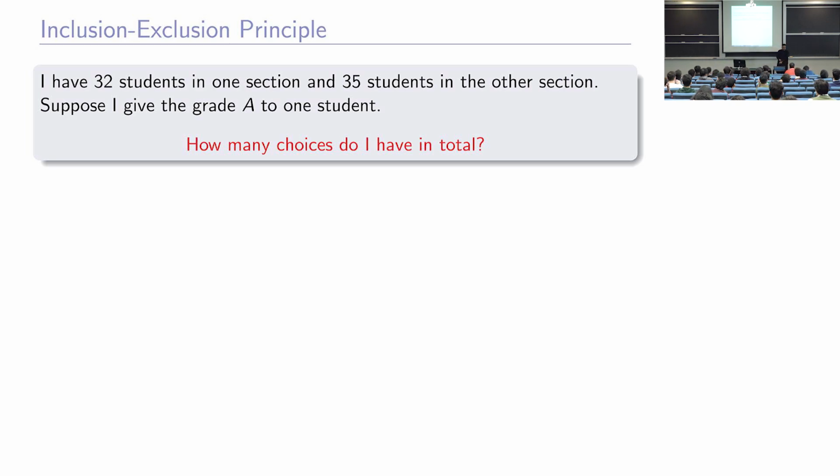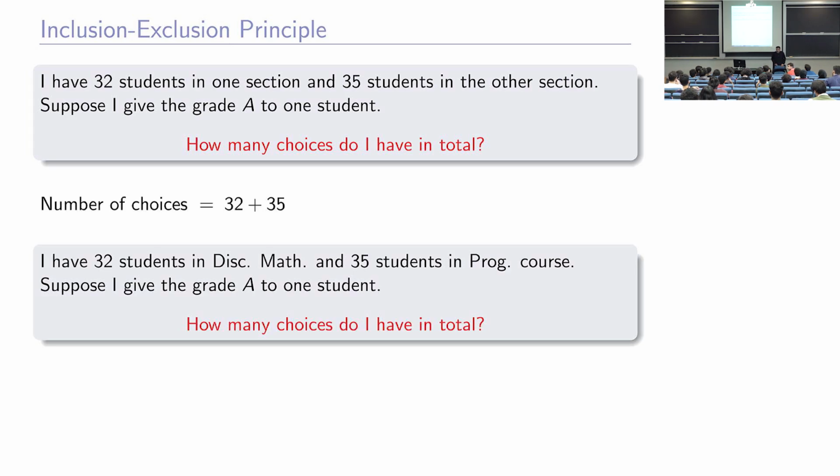So we remember this question, we did this. Suppose I have 32 students in one section and 35 students in another section, okay. Suppose I give the grade A to one student. How many choices do I have to give A to some students? What are the possibilities? Who will get A? How many different possibilities are there? You? Oh, I thought you said I will get A. Okay, so you want 32 plus 35, right?